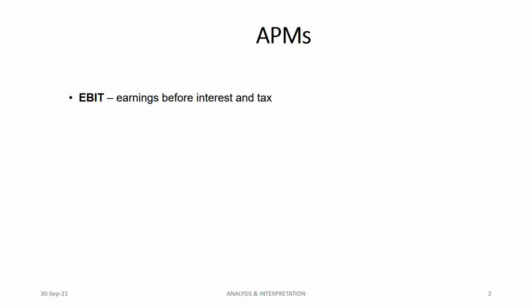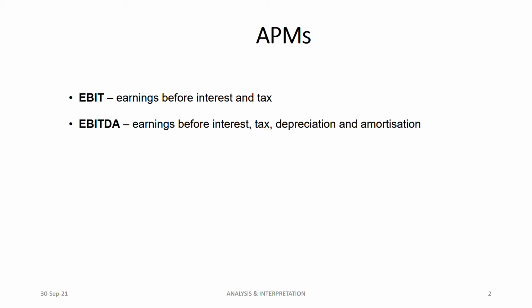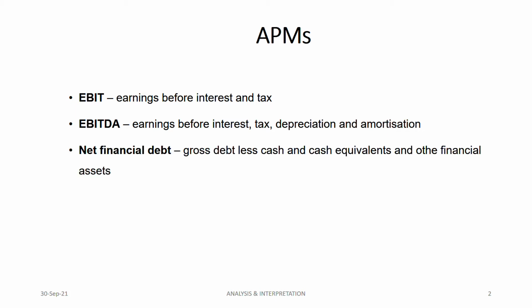So one is EBIT, that is your earnings before interest and tax. Then we have EBITDA, earnings before interest, tax, depreciation, and amortization, and we have net financial debt, gross debt less cash and cash equivalents and other financial assets. So make sure that you know what each includes and excludes. For example, for EBIT and EBITDA, what it includes, what it excludes, you have to know this. These are some examples of additional performance measures, because you can be asked from these areas in your exam.